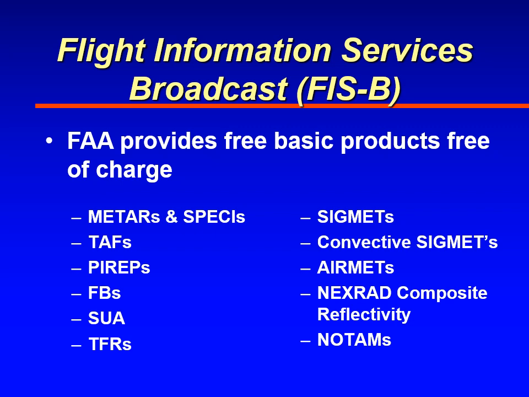There is a volume of information that is being broadcast continuously by these ground transmitters. It's basically all the weather information that you need, including METARs, specials, TAFs, pilot reports, winds aloft, special use airspace, temporary flight restrictions, SIGMETs, convective SIGMETs, AIRMETs, NEXRAD, the National Weather Service radar. You can get that displayed in the cockpit, but they only provide composite reflectivity and not base reflectivity. And then also NOTAMs. You can get NOTAMs while airborne.